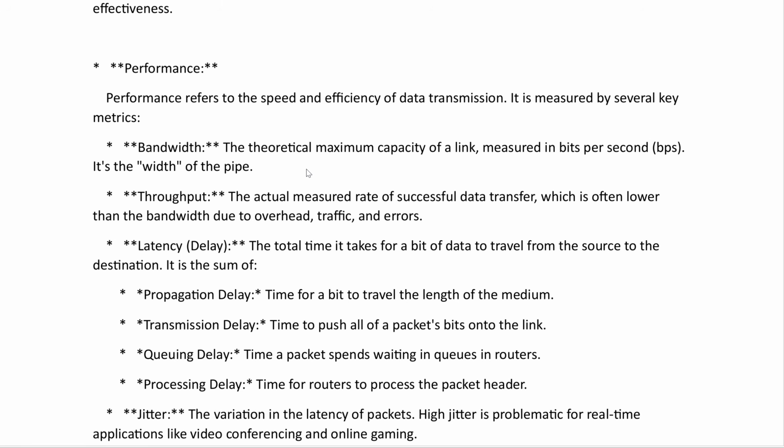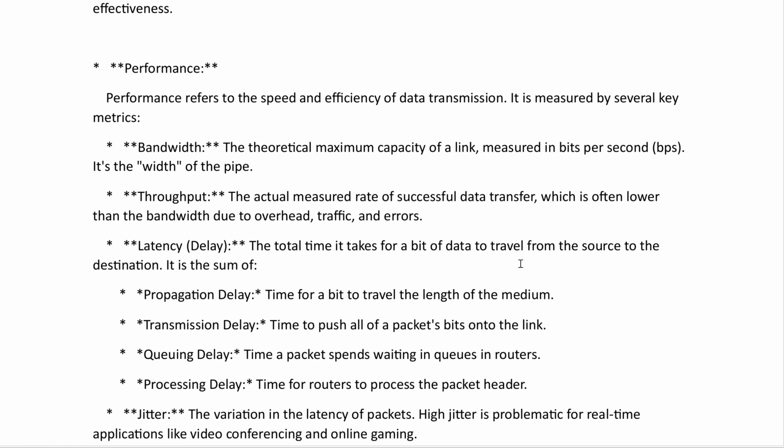Performance is measured by bandwidth. Bandwidth is the theoretical maximum capacity of a link measured in bits per second, or bps. It is the width of the pipe. Next performance metric is known as throughput. Throughput is the actual measured rate of successful data transfer, which is often lower than the bandwidth due to overhead, traffic, and errors. Third performance metric is known as latency or delay.